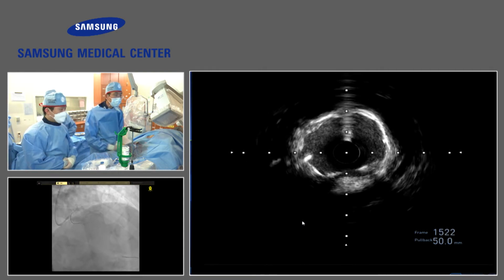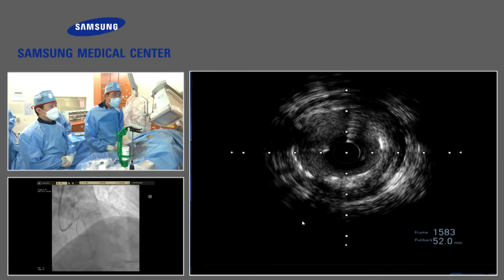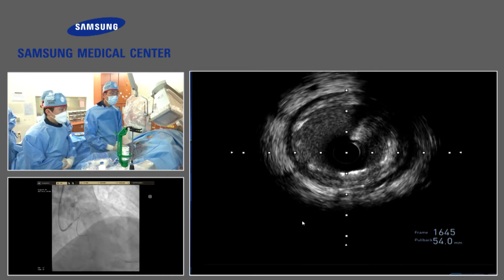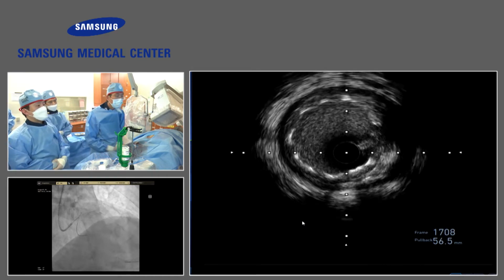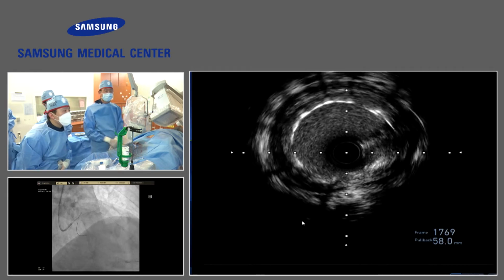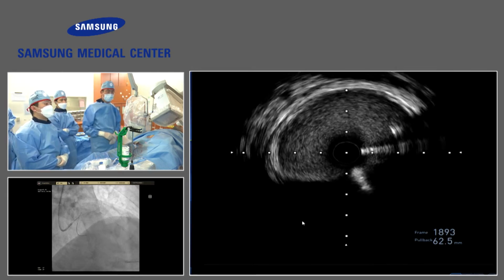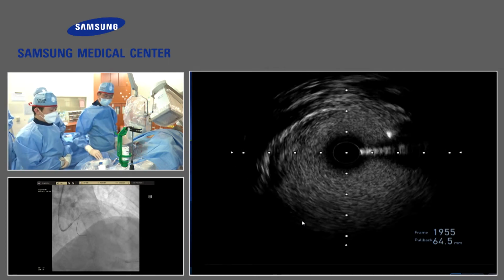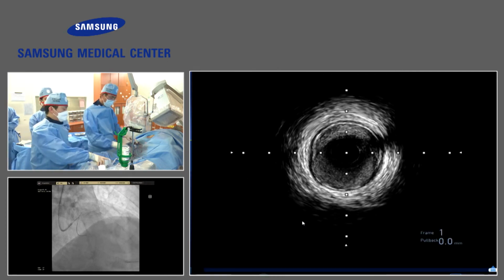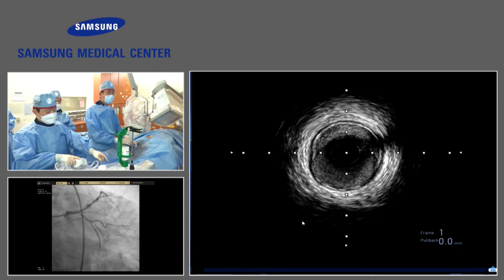Then left main. The wire is inside, right? Please analyze the minimum lumen area at the mid LAD portion and the left main. This stent is underexpanded. What I mean is the left main has a huge lumen size. Why do we need a POT?